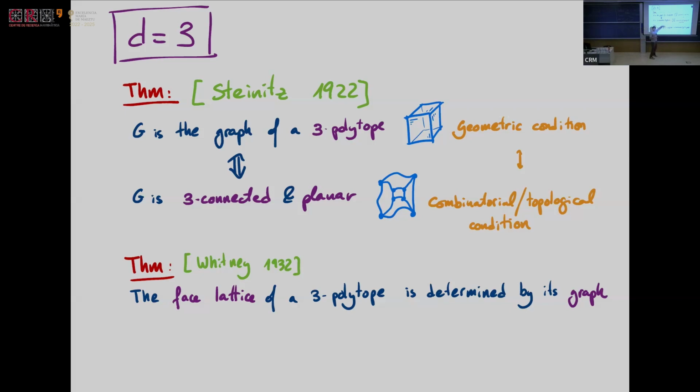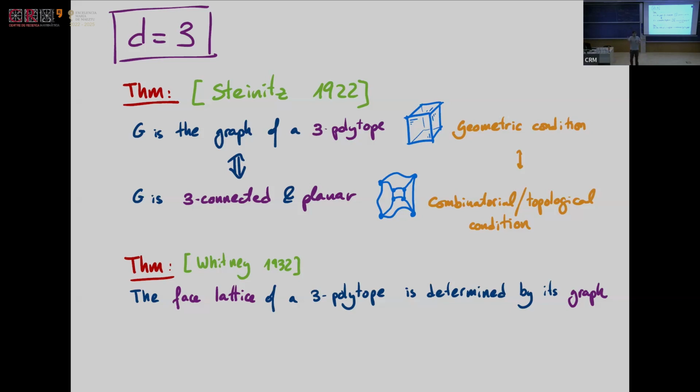What this tells you is that the combinatorial types of three-dimensional polytopes are something very combinatorial. I'm not talking about geometry. I only have to enumerate planar graphs that are three-connected if I want to enumerate three-dimensional polytopes. I don't have to worry whether there are coordinates that make something convex with this structure. Steinitz did that for us, and I want to highlight this.